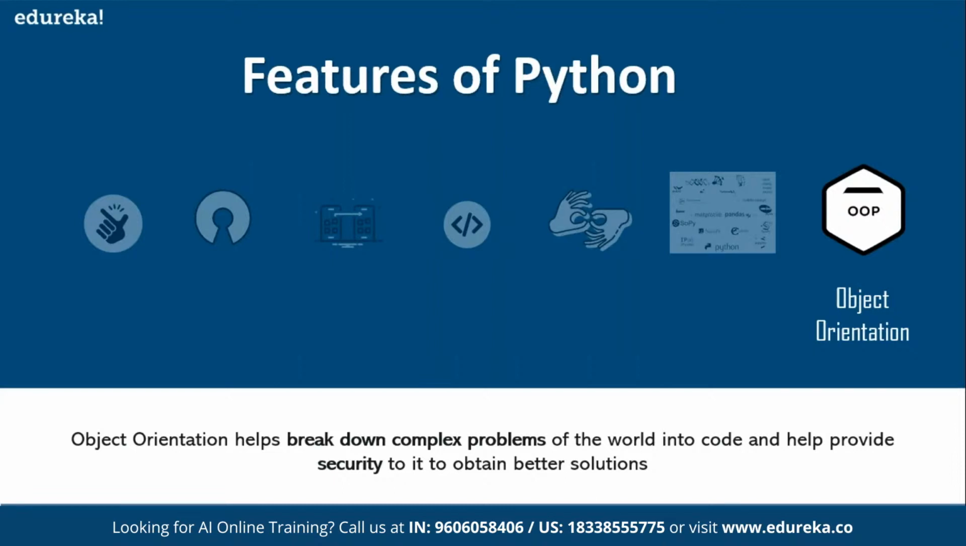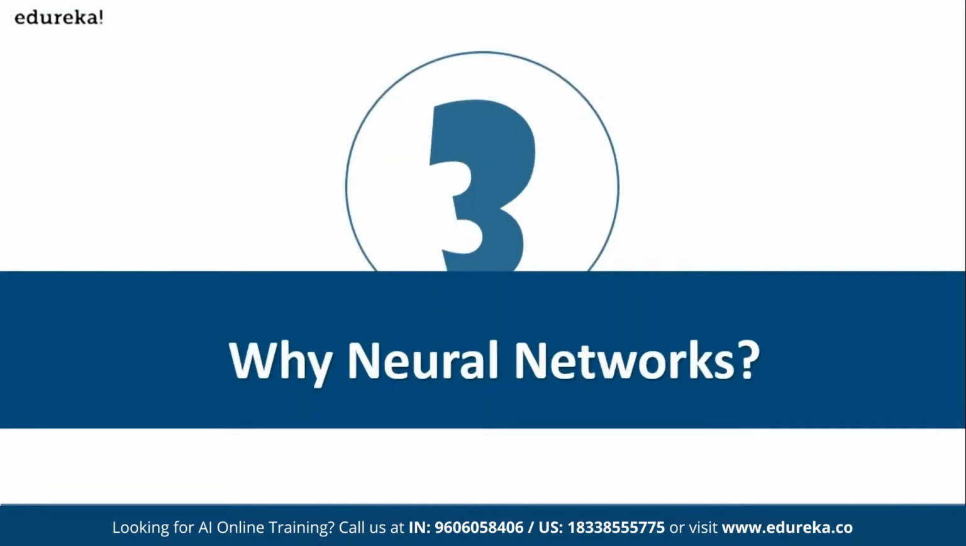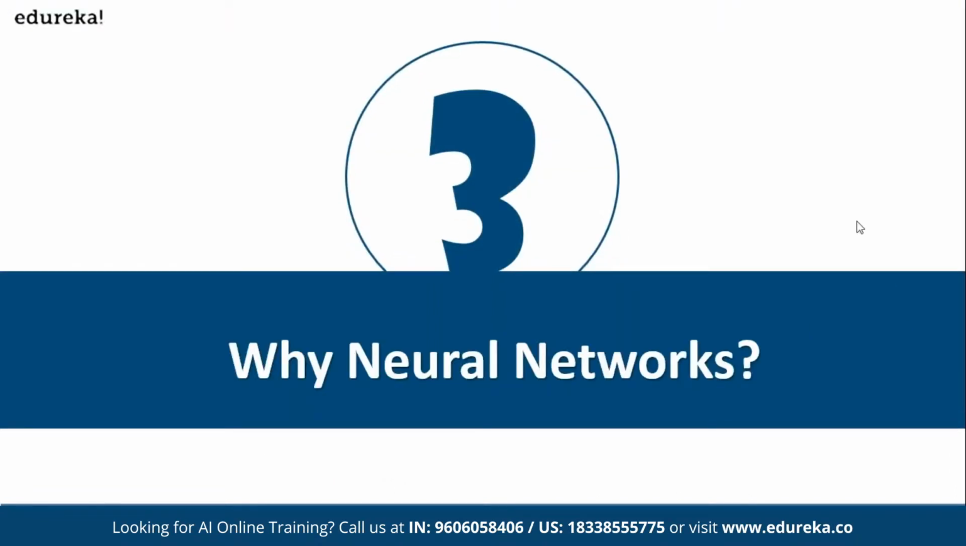As per a recent survey, Python is the second most adopted programming language in the world, and 5 to 7 years back, it was not even in the top 15. Today, it is the second most adopted programming language. So with all these features, Python is gaining importance and relevance. With this, let's come to our topic of the day, which is neural networks.